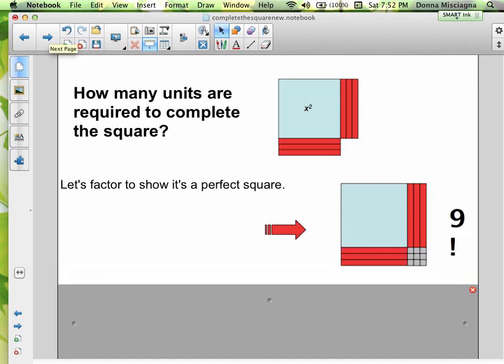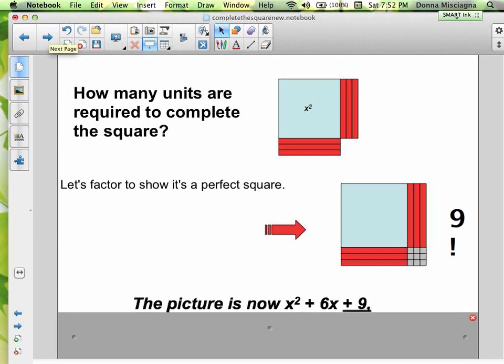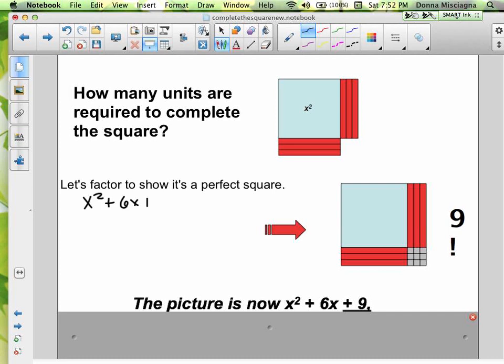If we add in 9, we now have x squared plus 6x plus 9. And let's factor to show that that is a perfect square. All right, a is 1, b is 6, and c is 9. 1 times 9 is 9: multiplies to give me 9, adds to give the b term of 6. That would be 3 and 3.